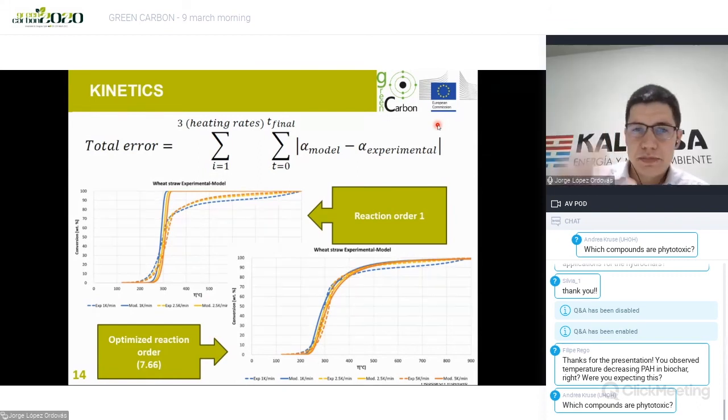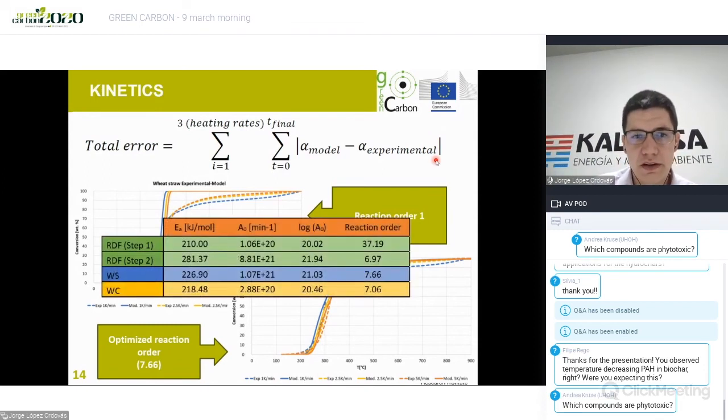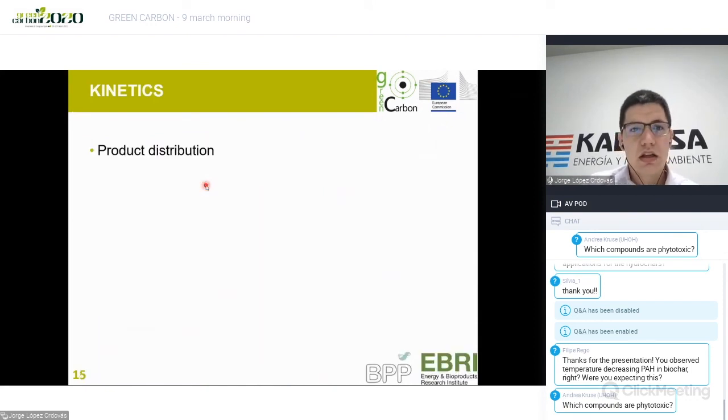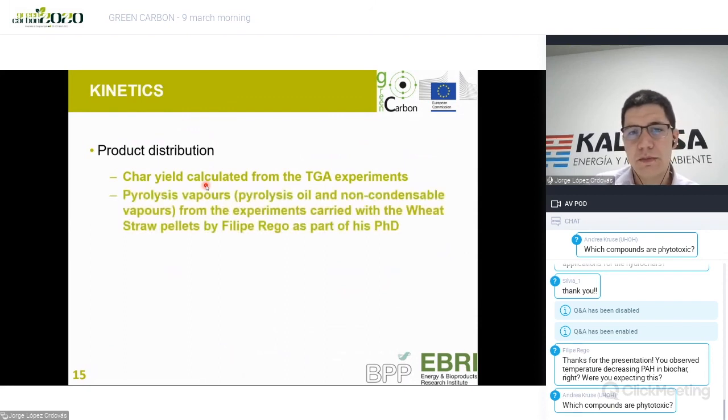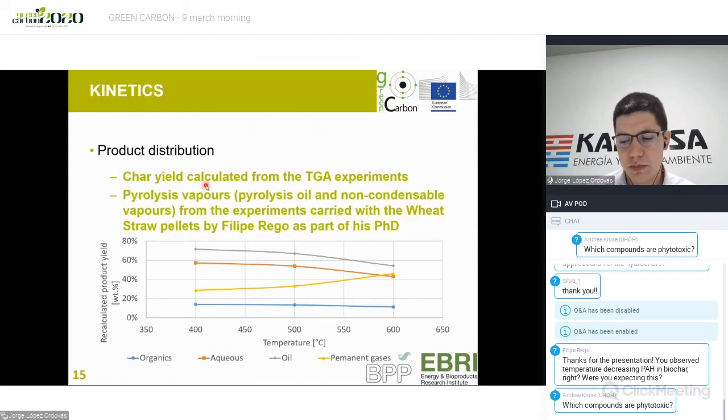So the value was minimized. And finally, for the refuse-derived fuel, wheat straw, and wood chips, we obtained these values. We also had the product distribution to calculate. The char yield was calculated from the TGA experiments. The pyrolysis vapors were estimated from some experiments my colleague Felipe Rego did. He will also present one of these days at the GreenCarbon conference, and it was adjusted to these values.